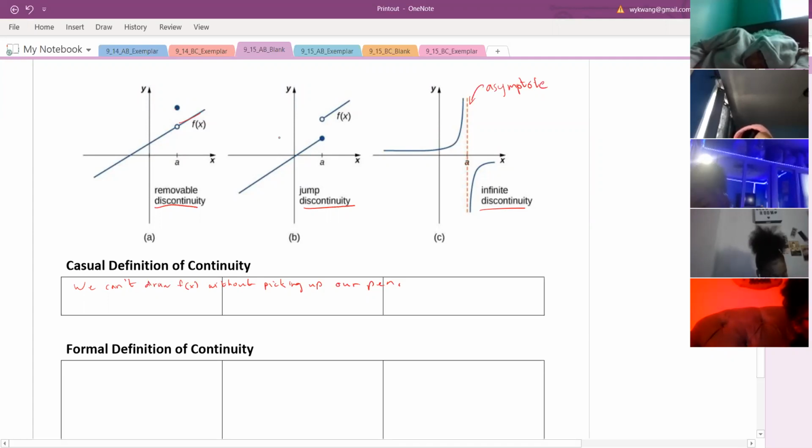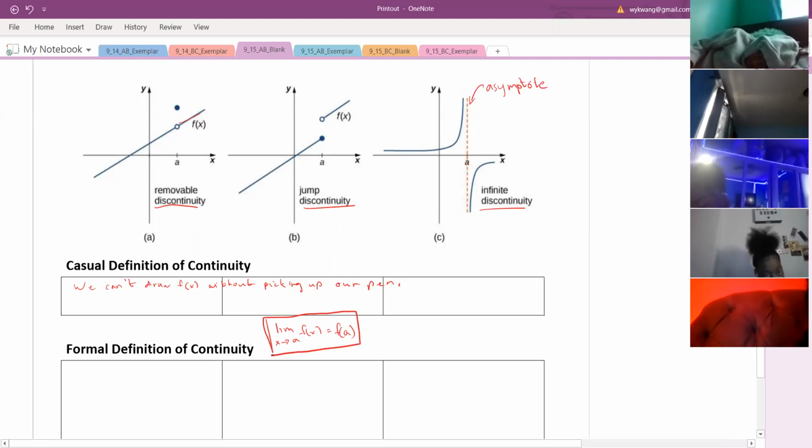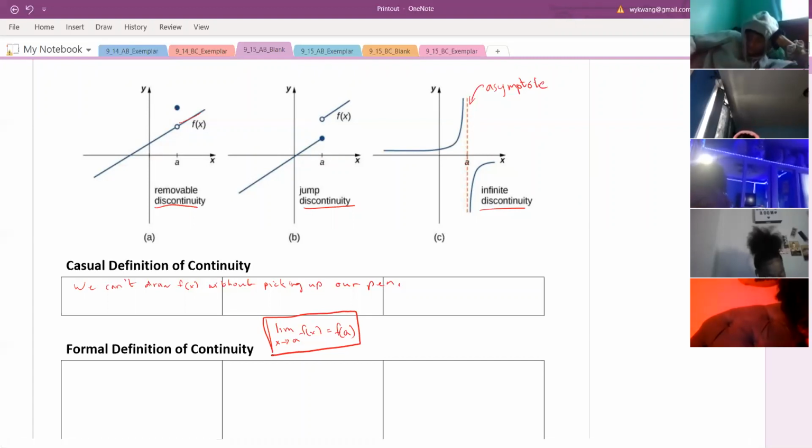About 2.5 minutes left, and just to make it easier, this is the definition for continuity. Again, I'll just write it out. I'm going to give just a bit less than 1 minute just for the sake of time.